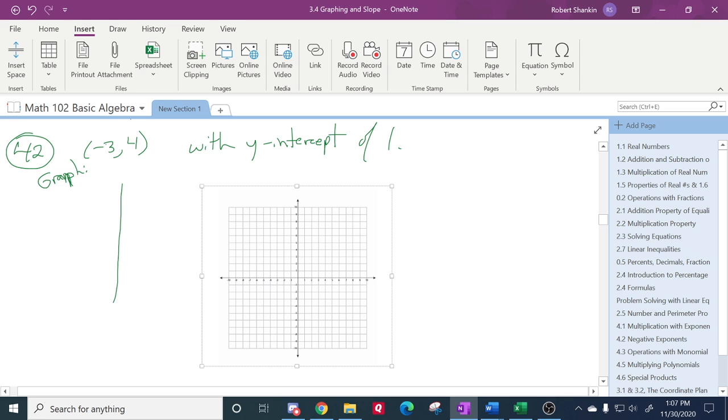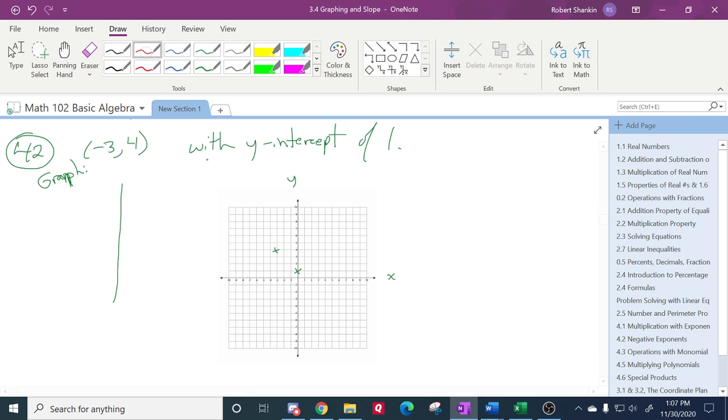Alright, so I'm going to go -3, 4, right there. With a y-intercept of 1 means where it hits the y-axis. Y-intercept of 1 is right here. Okay, now I ask you to graph that line. So let me draw that line through those 2 points. All you need is 2 points to make a straight line.